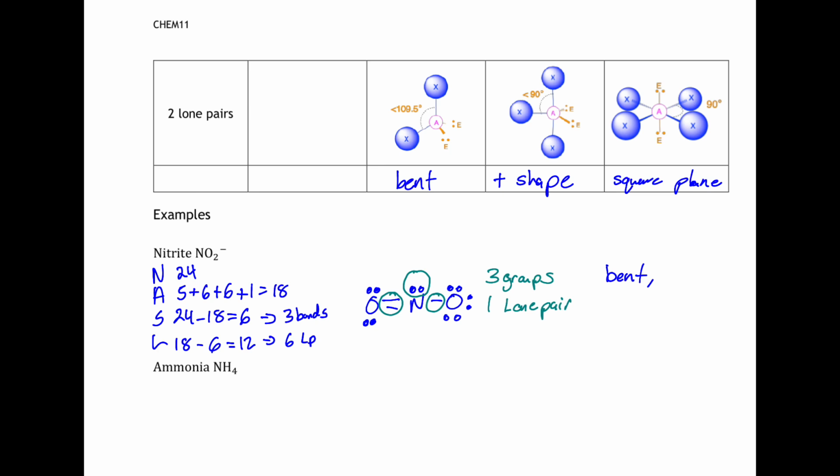That's it. And you can draw a quick, that's all we're going to work with. That bent. It's a bent molecule. Very exciting.